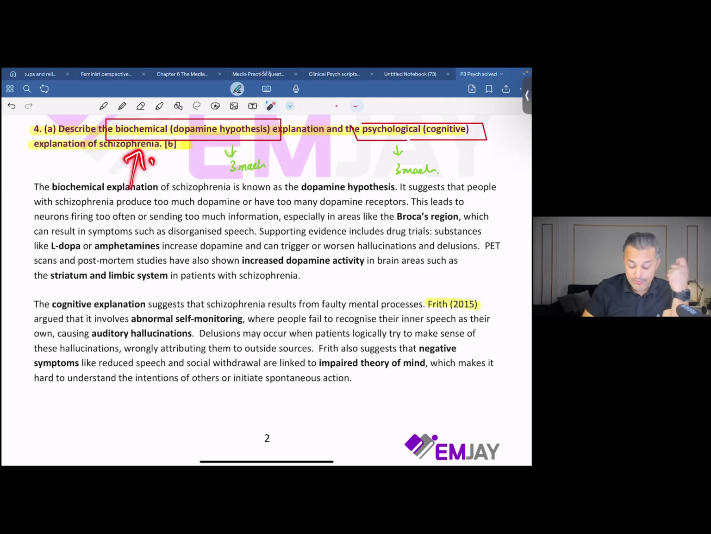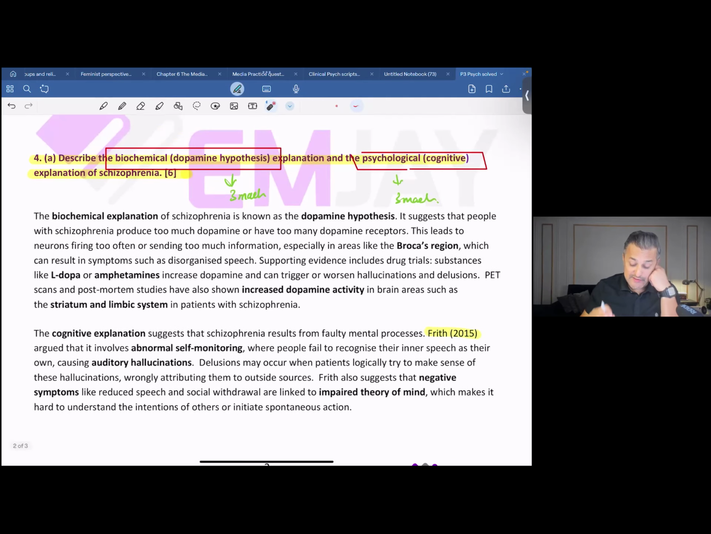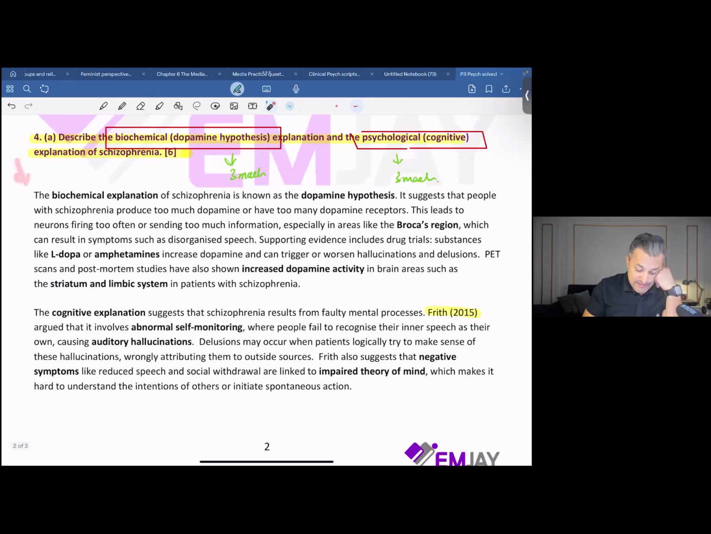Describe the biochemical dopamine hypothesis explanation and the psychological cognitive explanation of schizophrenia. The biochemical explanation of schizophrenia is known as the dopamine hypothesis. It suggests that. So for this, if you know it, you know it. This answer has been written from your book, the Cambridge endorsed book, the purple book, as many students refer to it, and the author is Julia Russell. So this is from there. If you know it, you know it. You don't know it, open up the book and you'd see this information there.